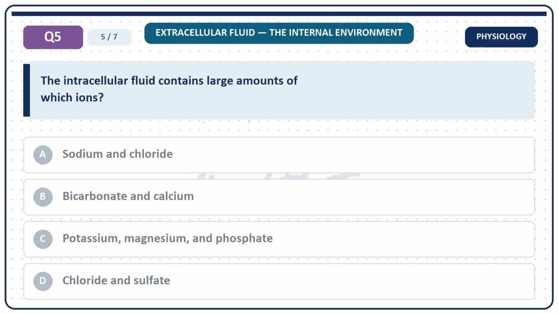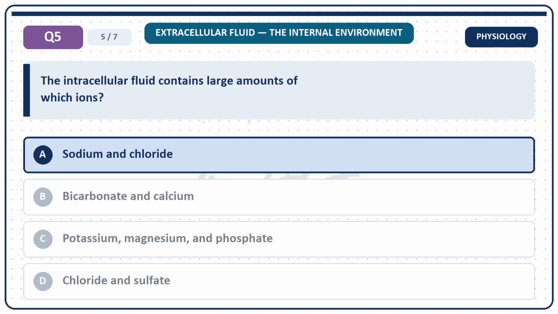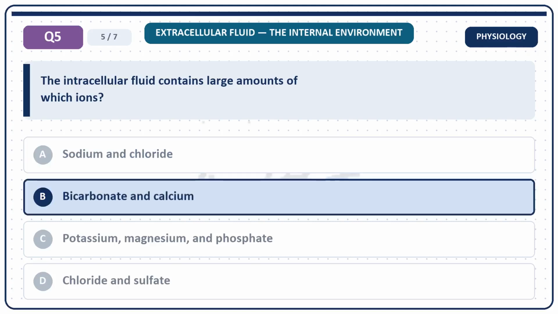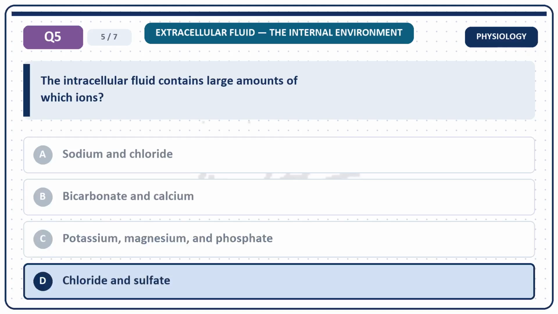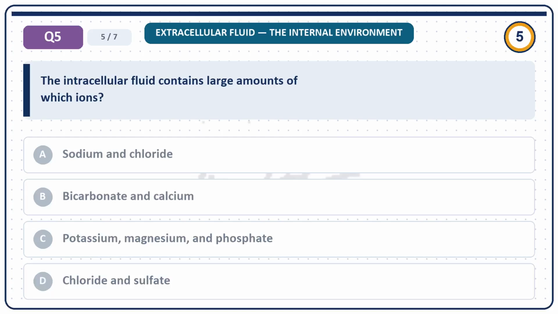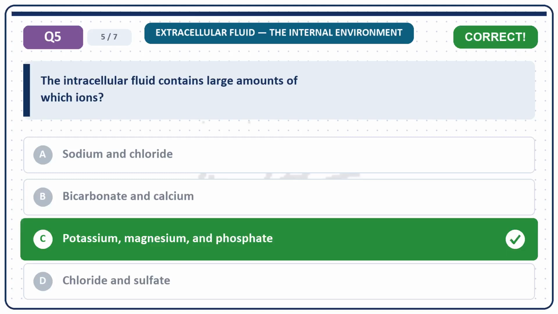Question 5. The intracellular fluid contains large amounts of which ions? Option A, sodium and chloride. Option B, bicarbonate and calcium. Option C, potassium, magnesium, and phosphate. Option D, chloride and sulfate. Option C, potassium, magnesium, and phosphate.